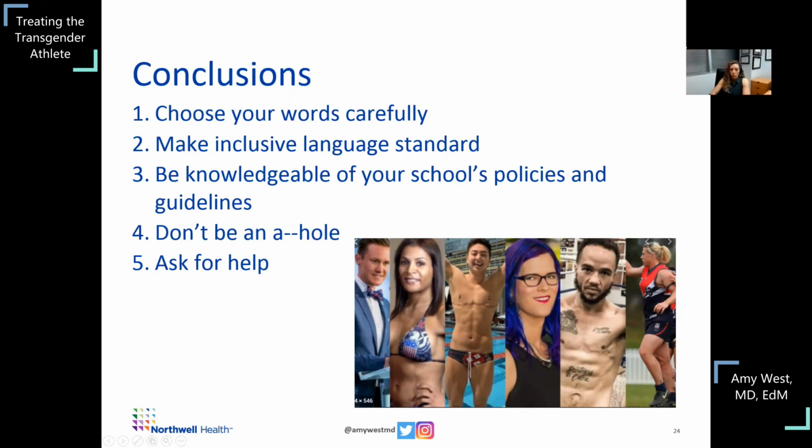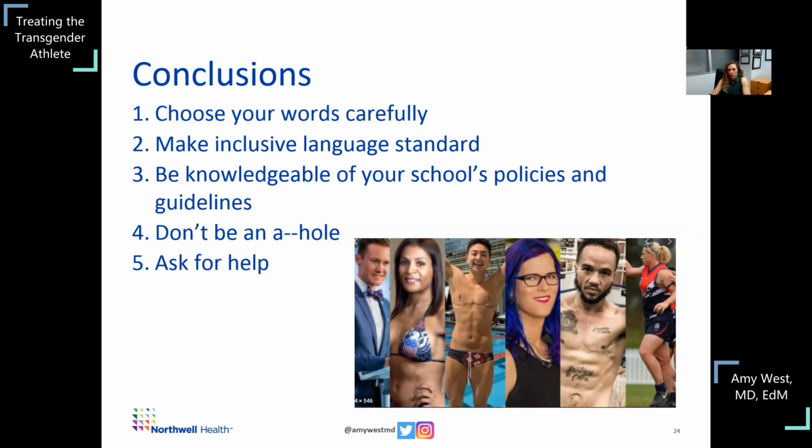Be knowledgeable of your school's policies and guidelines. They vary depending on where you are, whether it's a public school, private school, New York State, New York City, somewhere else. All these rules are very different, and having an understanding or at least a knowledge of them can be helpful should a situation arise.